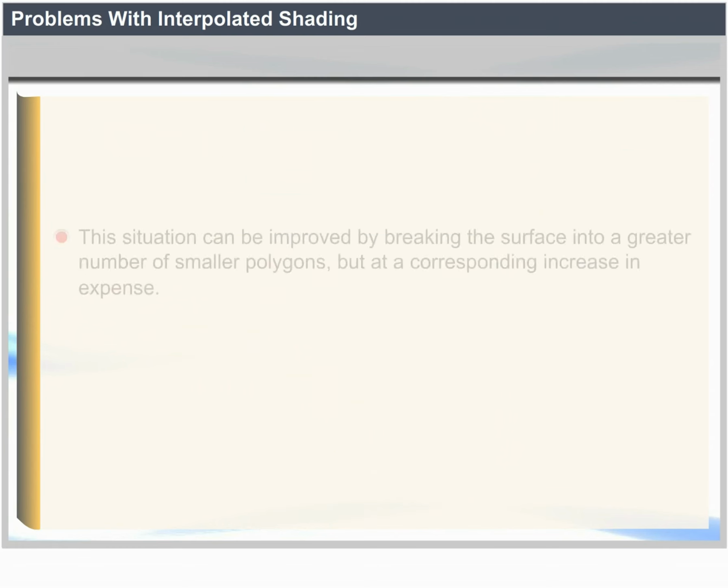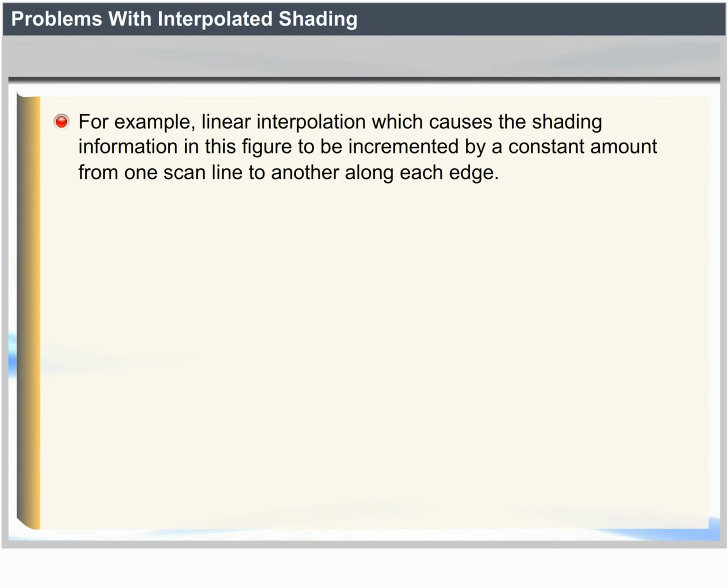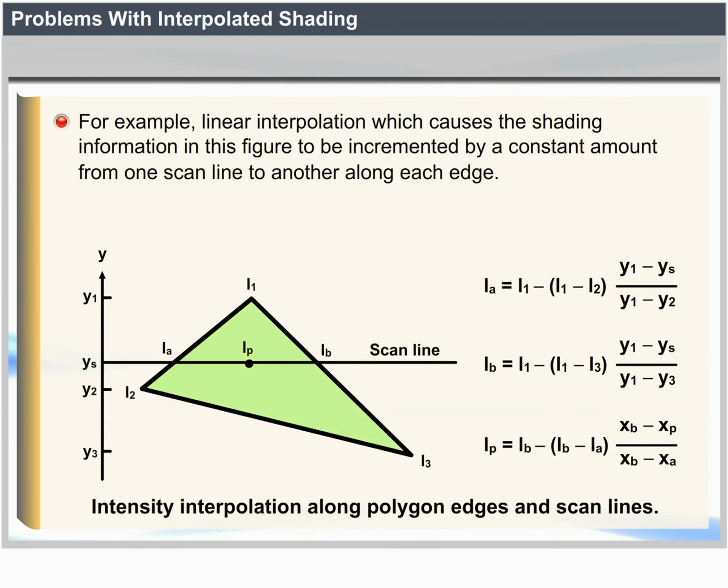Perspective distortion. Anomalies are introduced because interpolation is performed after perspective transformation in the 3D screen coordinate system. For example, linear interpolation causes the shading information in this figure to be incremented by a constant amount from one scan line to another along each edge.